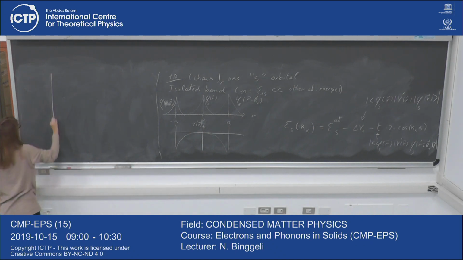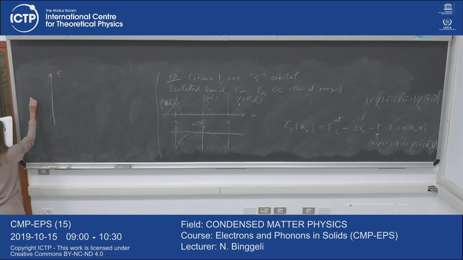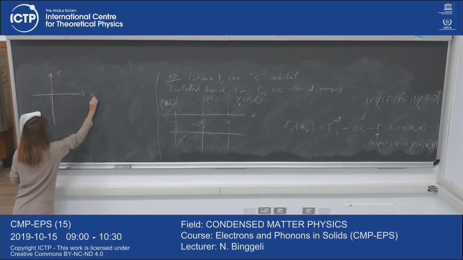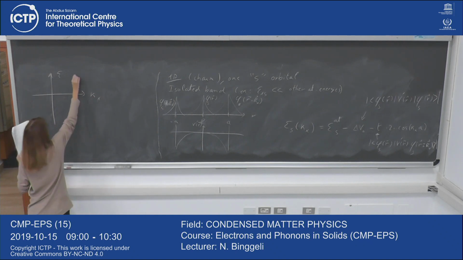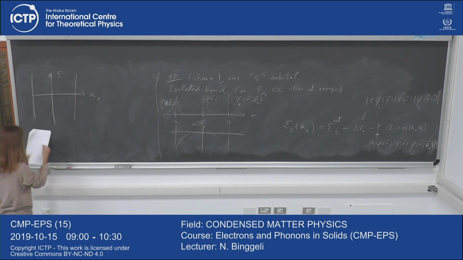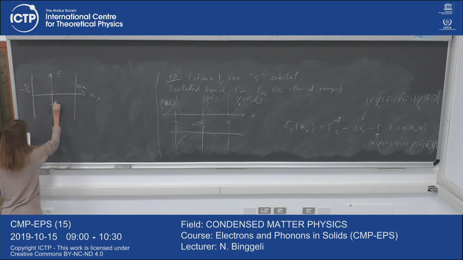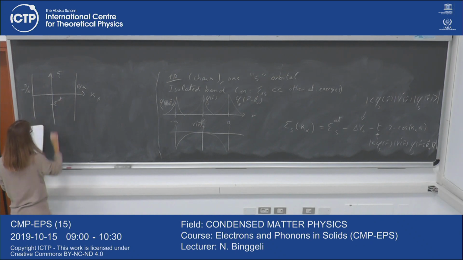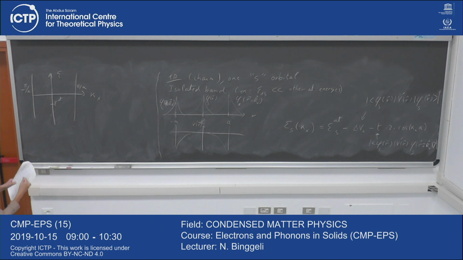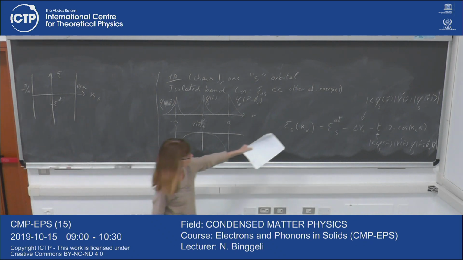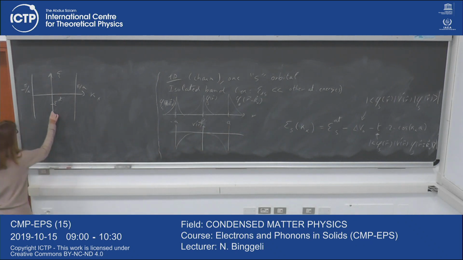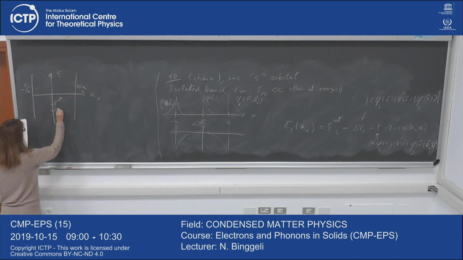So if I draw it, my energy as a function of k in the Brillouin zone, between pi over a and minus pi over a. Here I would have the atomic energy of my S state. Then I have this shift, which will shift my average energy down by the quantity delta V0.